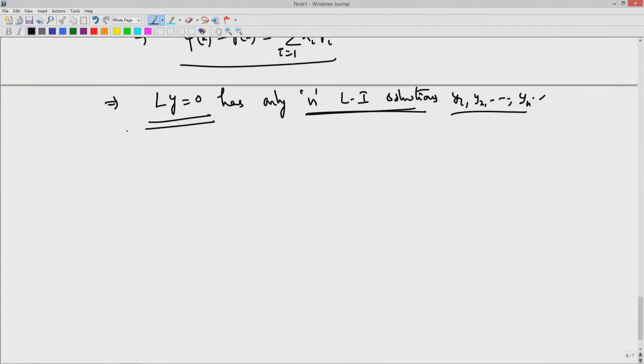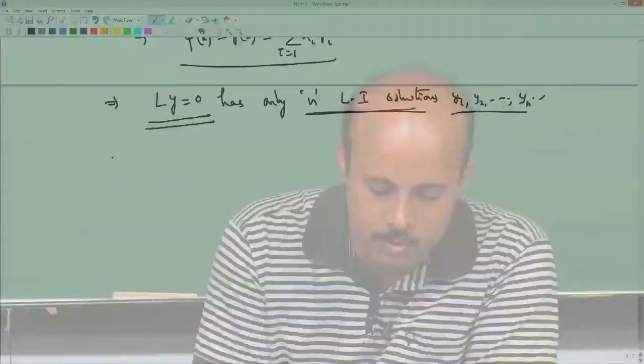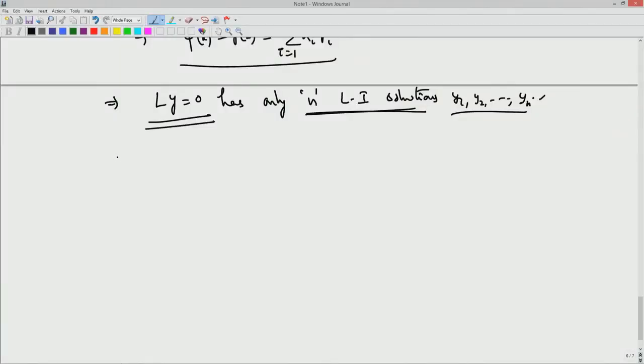So let us see higher order equations. These are your higher order equations. As for the second order case, we can also solve any nth order homogeneous higher order equation. Let me take only third order equations: third order linear homogeneous equations with constant coefficients.